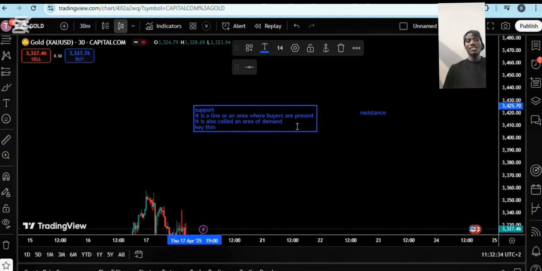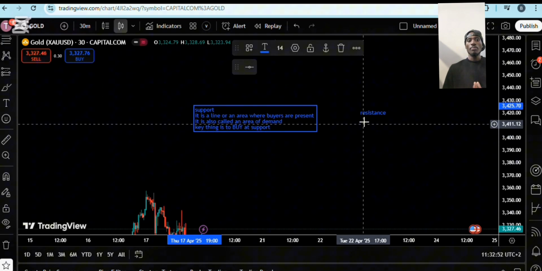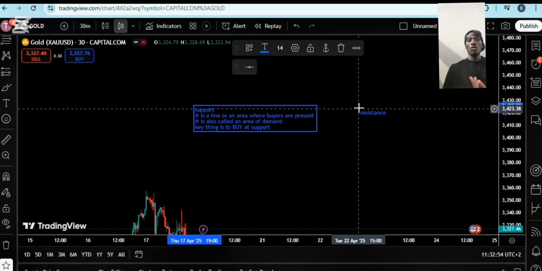The key word at a support is to buy. You want to be buying at a support. You don't want to be selling at a support. Why? Because the price is lower. You buy when the price is low and expect the price to go up so that you make profit.